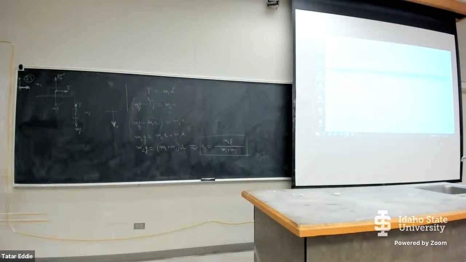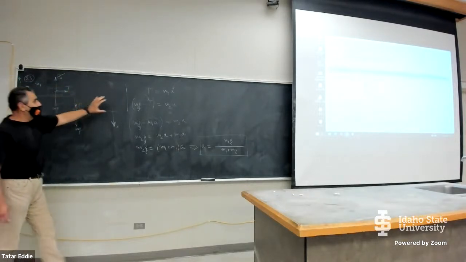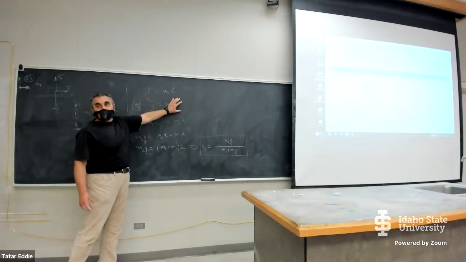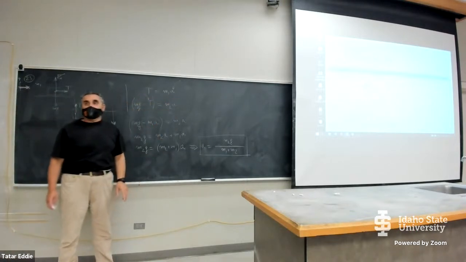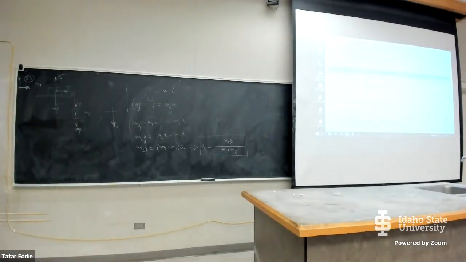Where did you get the m2g minus T equals m2a? What equation? Newton's second law. Oh, for this object. Net force is mass of that object times its acceleration. Other questions, Max?